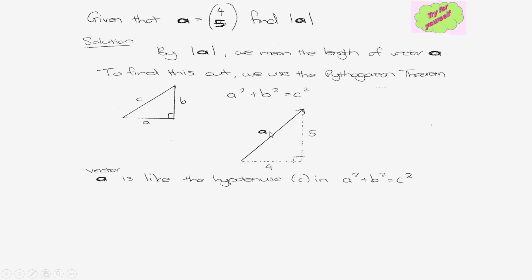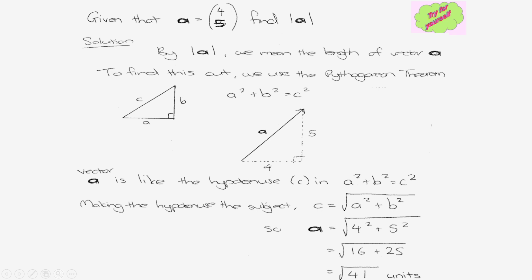So we just use Pythagoras' theorem. Making the hypotenuse the subject, I'm just going straight to saying the square root of 4 squared plus 5 squared. 4 squared is 16, 5 squared is 25. 16 plus 25 is 41. So it's the square root of all of that. 41 is a prime number, so the surd doesn't simplify anymore. You can just say square root of 41 units is the magnitude of A, which is formally the length of vector A.